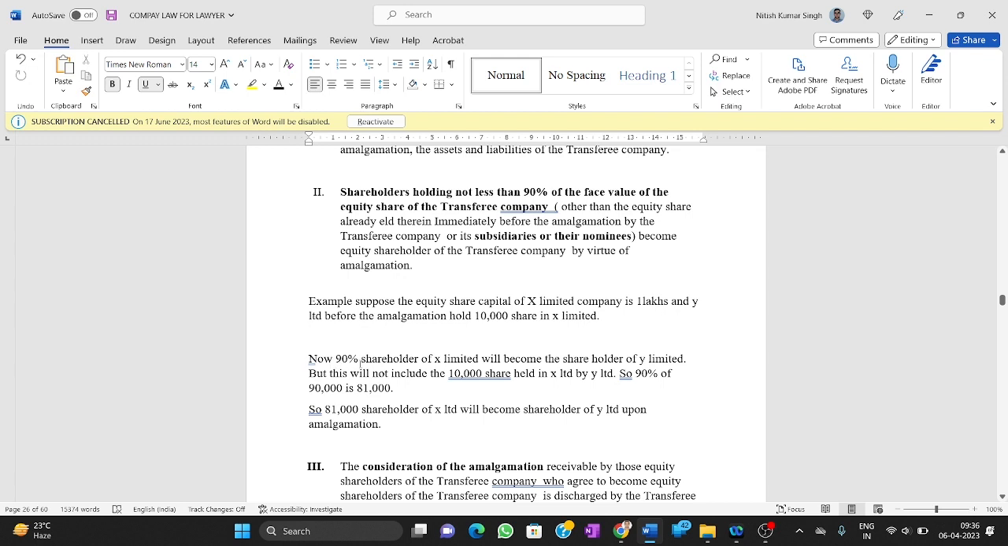So 90% shareholders of the X Limited company will become shareholders of the Y Limited company. But this will not include the 10,000 shares held in X Limited company by Y Limited company. So 90% of 90,000 is 81,000. So 81,000 shareholders of the X Limited company will become shareholders of the Y Limited company. Means 81,000 shareholders of the transferor company will become 81,000 shareholders of the transferee company.